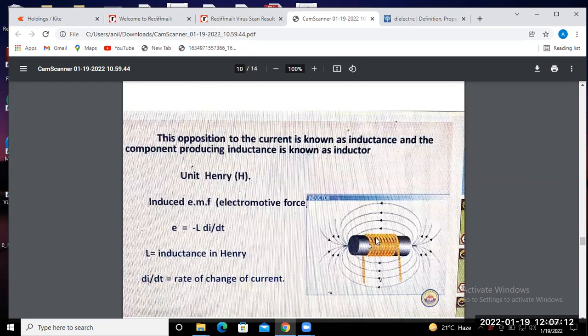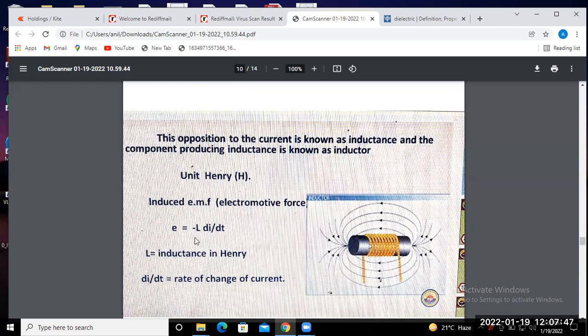So what is the unit of inductance? It is Henry. The opposition to the current is known as inductance, and the component producing inductance is known as the inductor. So the unit of inductance is Henry. The induced EMF is directly proportional to the rate of change of current.